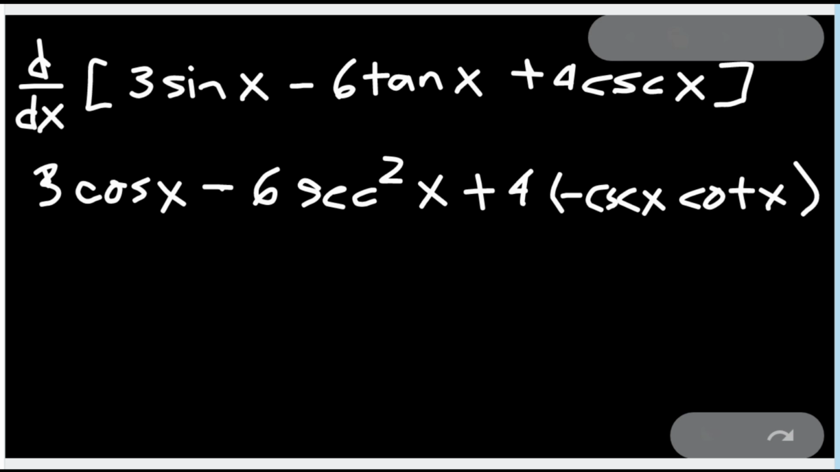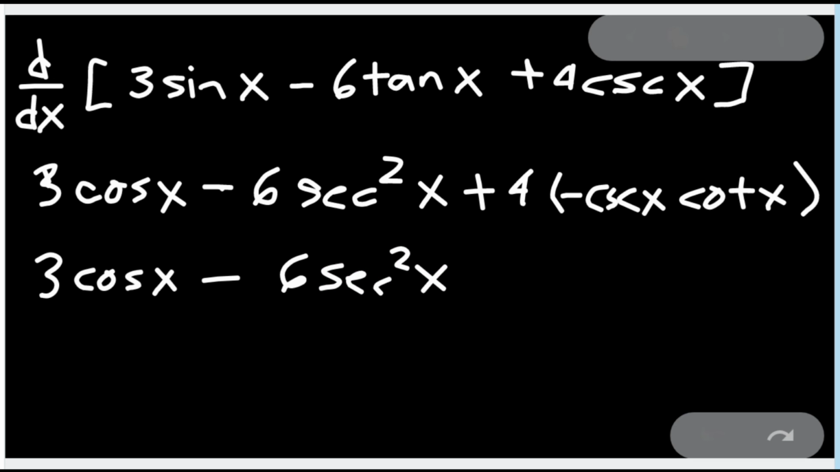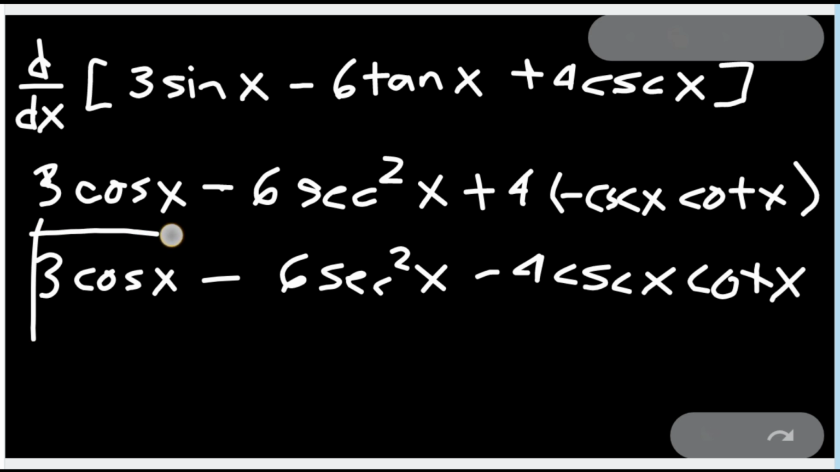So let's simplify. Let's copy 3, then cosine x minus 6 secant squared x. It will now become negative because there's a negative cosecant x here. So we have negative 4 cosecant x cotangent x. So this is the derivative.